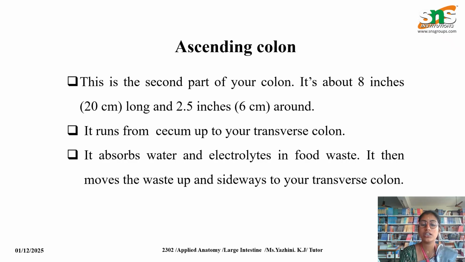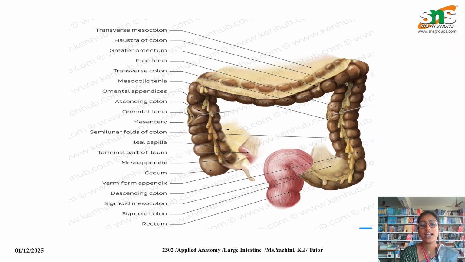Here it also soaks up water and salt from the waste, firming it up. The waste then turns the corner to the transverse colon. The process of dehydration hits this area harder, and in post-operative patients we can encourage them to take fluids. From this picture, we can understand where the arteries are present, how the colon is presented, and what parts there are: the descending colon, the vermiform appendix, and the termination path of the ileum. All these we can understand from here.